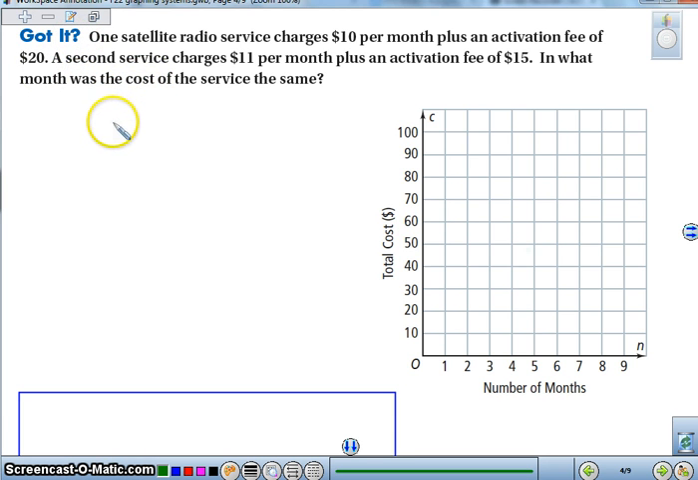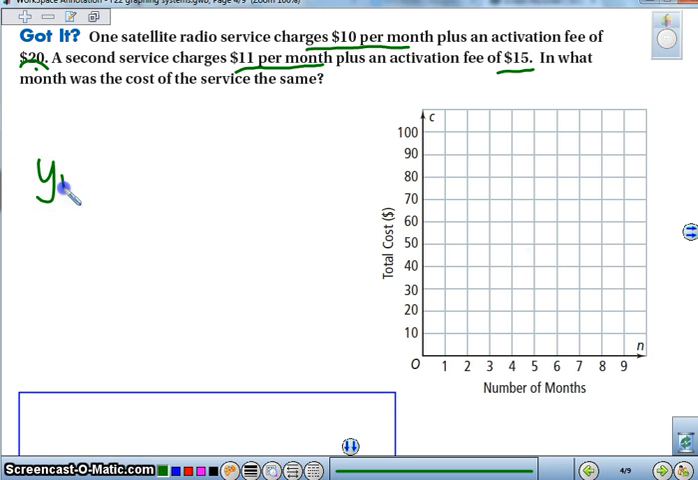So when we look at this example, it says one satellite radio station charges $10 per month. Are we thinking slope or y-intercept with the word per? Hopefully slope. Plus an activation fee of $20. That is our initial fee, right? That's our y-intercept. A second company charges $11 per month. And again, with the word per, that is our rate of change, our slope. Activation fee of $15. Now this one we definitely are not going to graph because the numbers come out really kind of ugly.